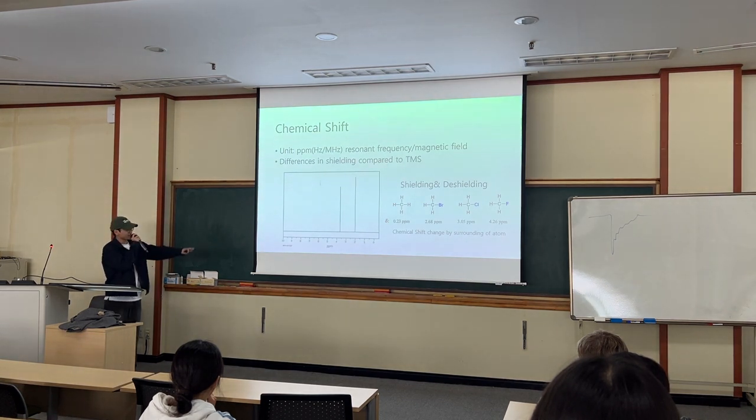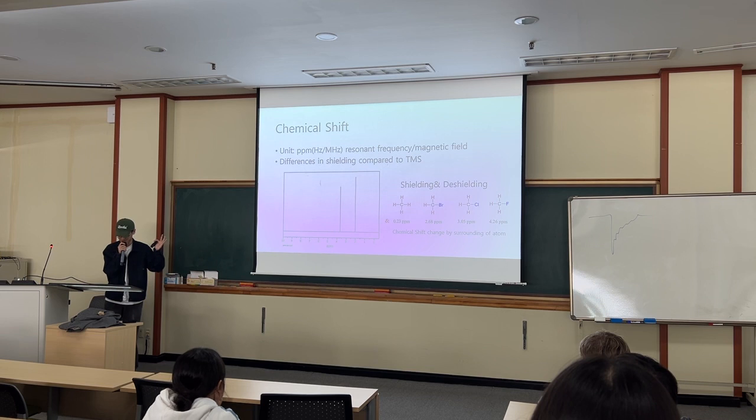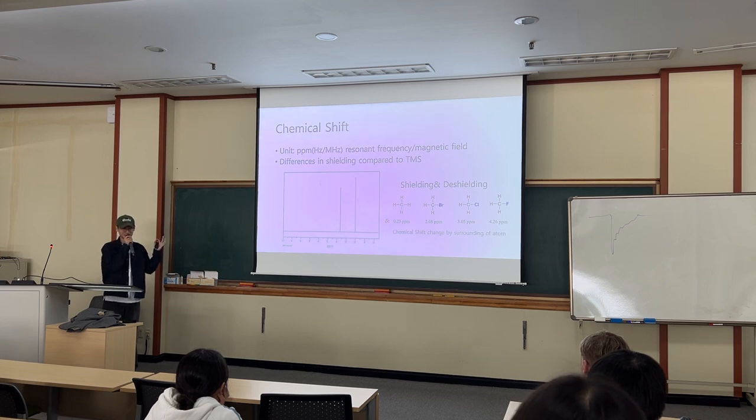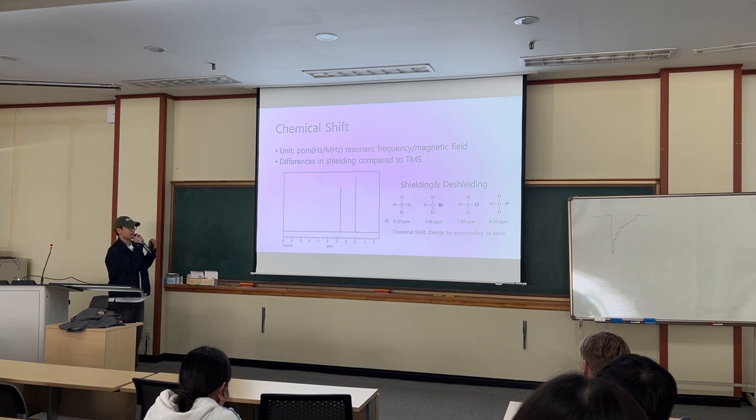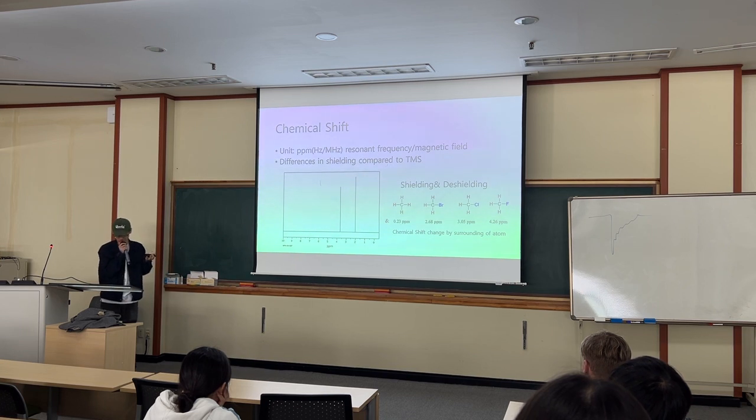In this diagram, there is an x-axis. It is the chemical shift. Chemical shift is the difference in shielding compared to TMS. Then what is the shielding effect? Around the atomic nucleus, there are electrons. Electrons also affect the magnetic field, opposing the external magnetic field. So the nucleus feels less magnetic field because of the electrons.